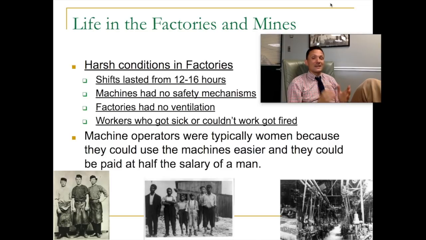Conditions in the factories were not easy during these time periods because shifts could last as long as 12 to 16 hours. They employed men and women. They employed children as well. Machines had no safety mechanisms on them whatsoever. So let's say, hypothetically, your hand got caught inside of one of these machines. It would not turn itself off. It would keep running, and you would probably lose that hand, right?